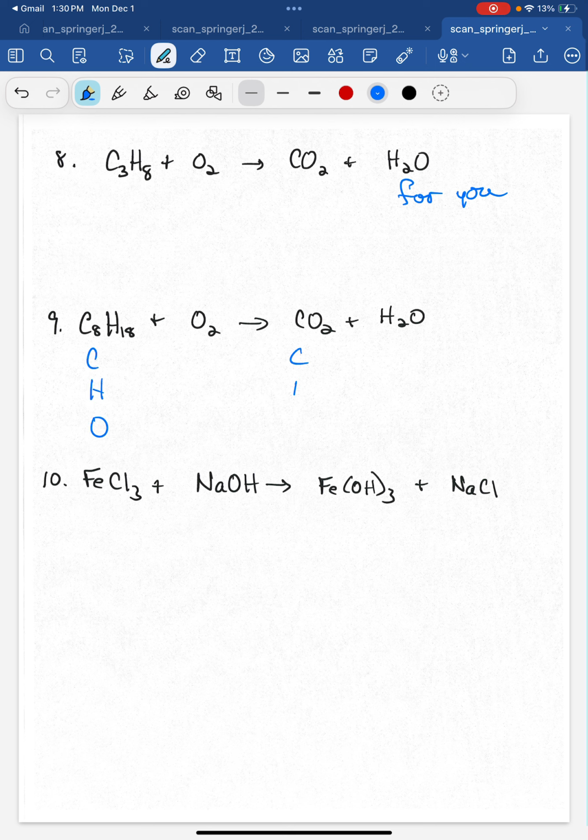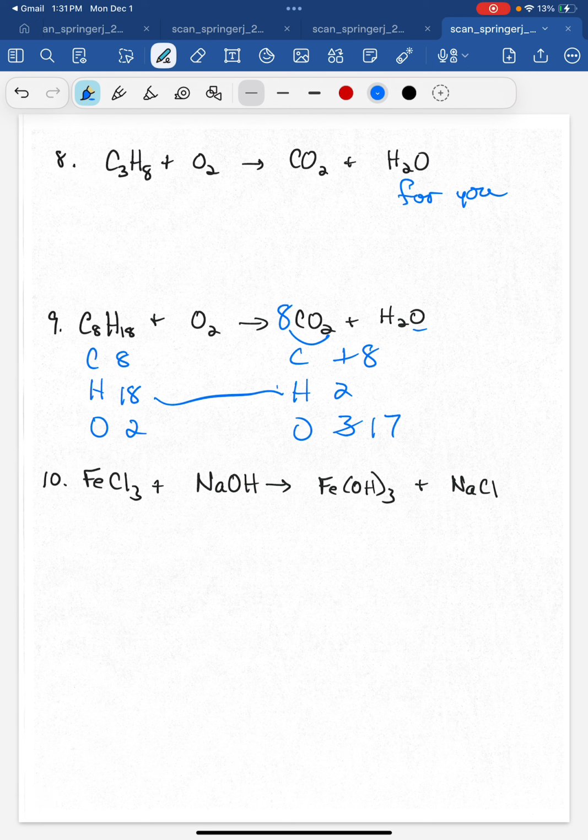CHO, CHO, 8, 18, 2, 1, 2, 3. So it looks like at first glance we need an 8 there, which will make that 16 plus 1, 17 on the H's, or on the O's, sorry. 17? That's crazy. I know. 18 H's, but we only got 2. So it looks like I need a 9 there. So that makes that 18, and then 16 plus now 9. 16 plus 9 is 25.